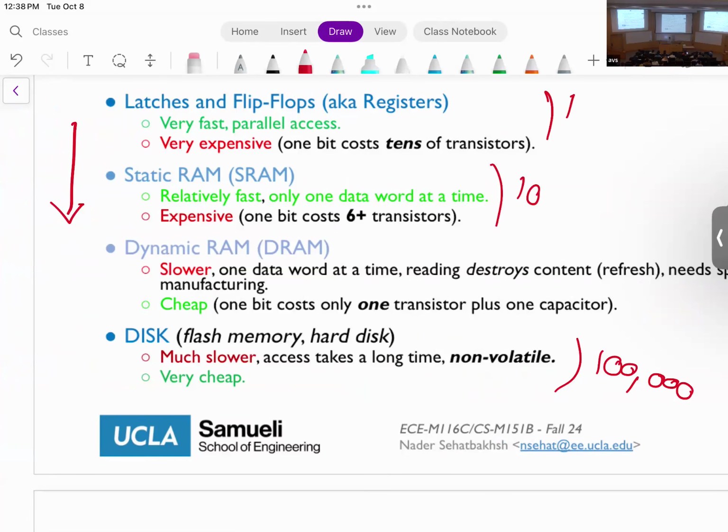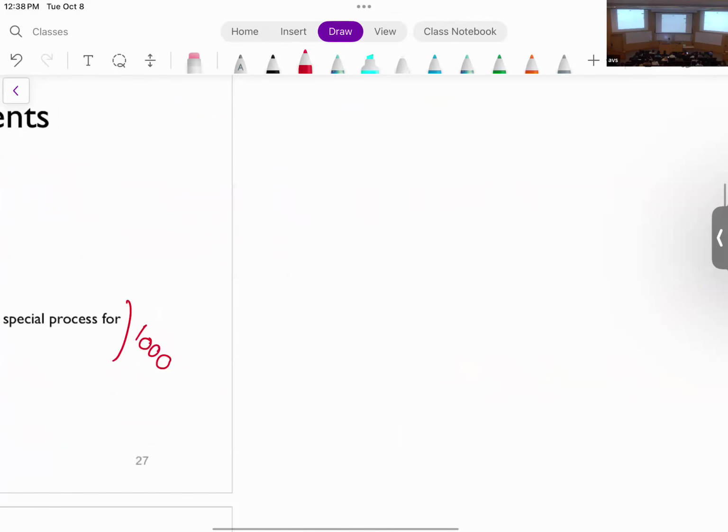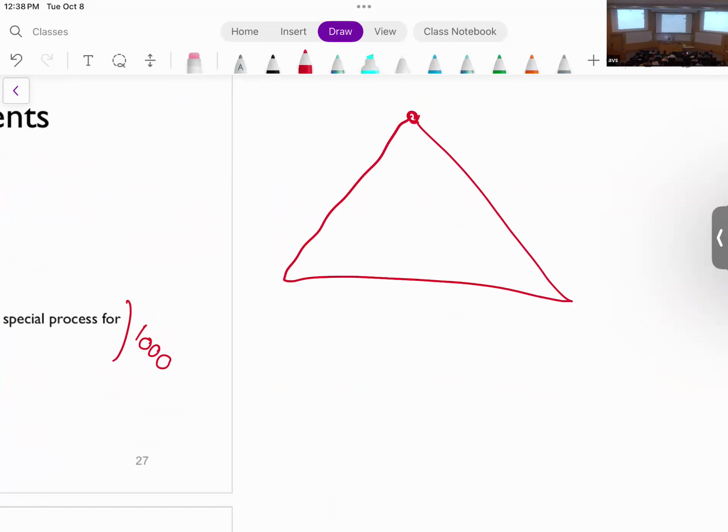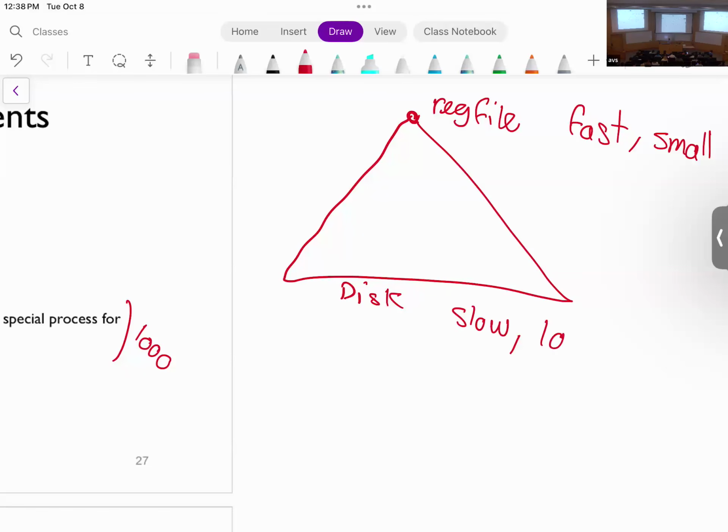Okay? So the design of the memory, this is what we call memory hierarchy. And again, we're going to revisit this. It looks something like this: at the top of this pyramid is your register file, which is very, very fast, but very, very small. And then at the bottom, you have your disk that is very, very slow, but extremely large. And then you have your DRAM and SRAM and all those things in between. Okay? You had a question there?